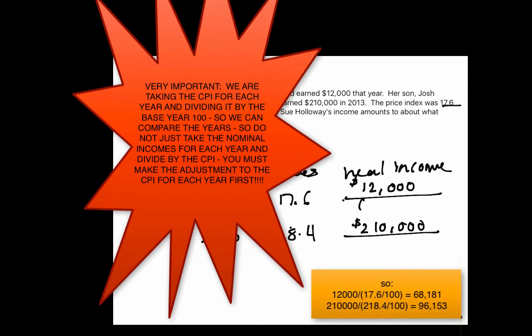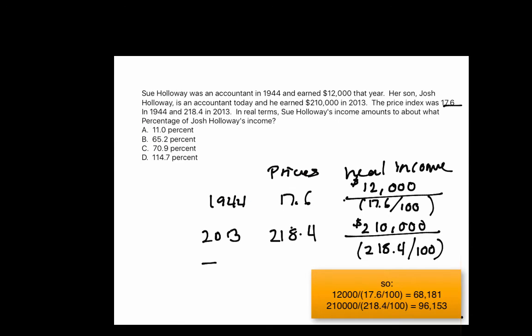So in that case you're dividing 17.6 by the base year's price level of 100, and here you're dividing 218.4 by 100. So the income in 1944, if you calculate this whole thing up here, is going to be equal to 68,181. And if you did the same thing for 2013, you just calculate this one over here, you would get 96,153.